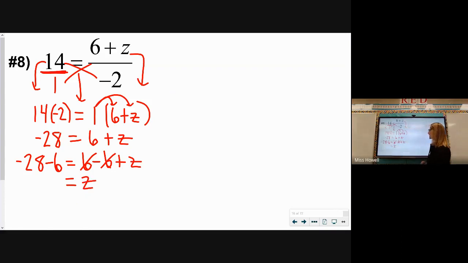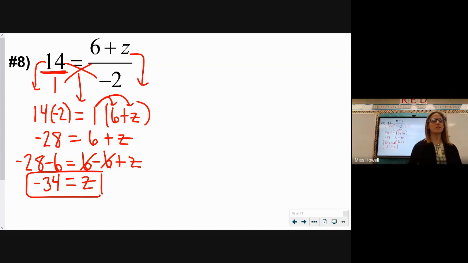In this case, we end up with a negative 28 minus 6, which would give us a negative 34 for our value of z. If I still had 1z left over here behind our equal sign, then a second inverse operation of dividing both sides by 1 would get us to the same result of negative 34 equals z.